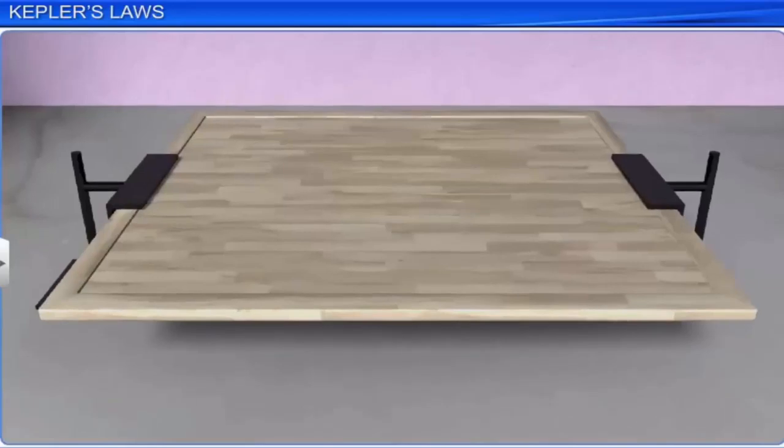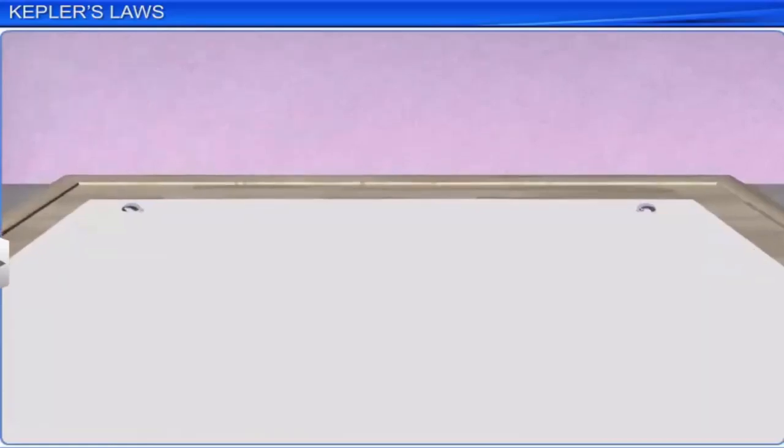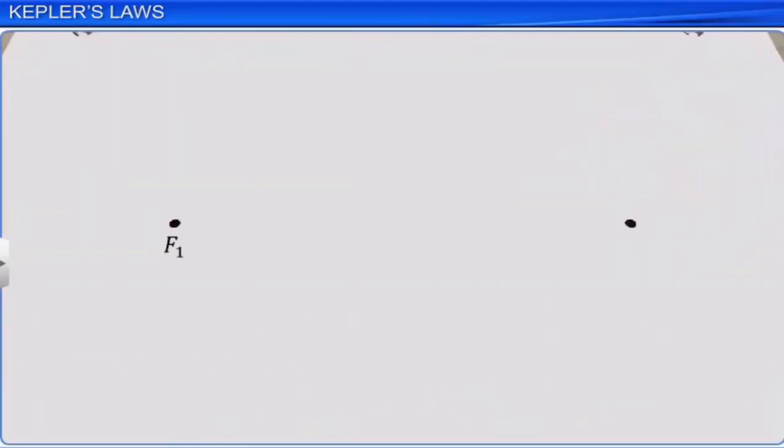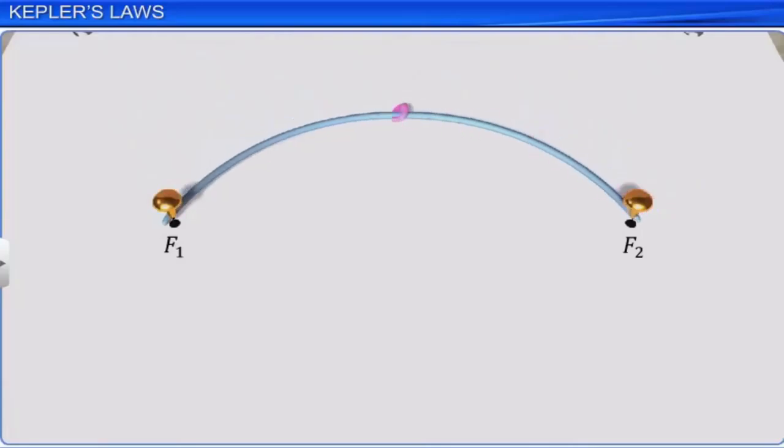Fix a drawing sheet to a pin board. Select 2 points F1 and F2 on the board and fix 2 pins at the points. Take a string of finite length and pass it through a small ring. Fix the 2 free ends of the string to the 2 pins located at F1 and F2. Pass a thin pencil through the small ring.